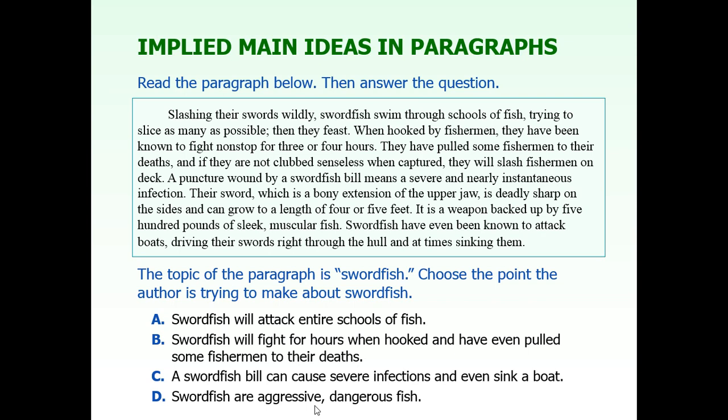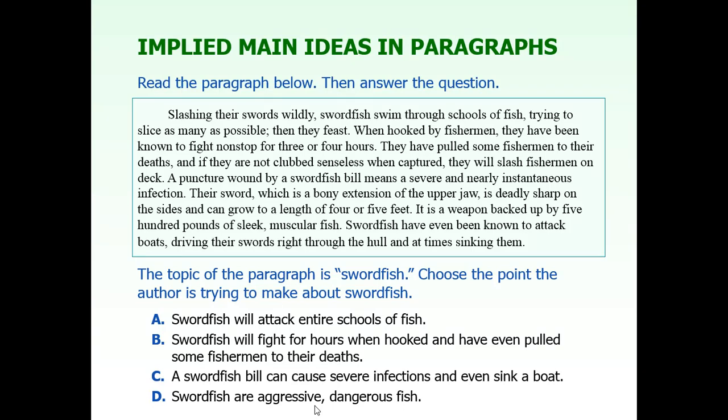So we have to try to figure out what is the implied main idea. First, we need to know what the topic is. And so we know the topic is, obviously, the word that kept coming up, swordfish. It just kept coming up. So we know we're talking about swordfish. So what are they trying to say about swordfish? Well, looking at the details here, they're talking about how they pulled some fishermen to their deaths. If they're not clubbed senseless, they slash fishermen on deck. The puncture wound from the bill means a severe, nearly instantaneous infection. They've been known to attack boats. So again, we're talking about this whole thing about swordfish.